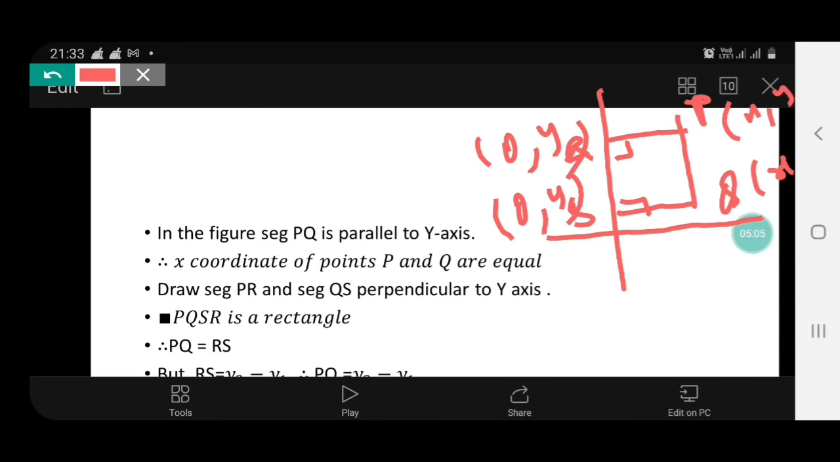Now, which coordinate is the same for PQ? The x coordinate is the same. What is changing? The y coordinate is changing. When I draw the perpendiculars, I get a rectangle PQRS, in which PQ is equal to RS. So the distance of RS is y2 minus y1. Therefore, the distance of PQ will also be y2 minus y1. I hope I'm clear. Now we move on to the next part.